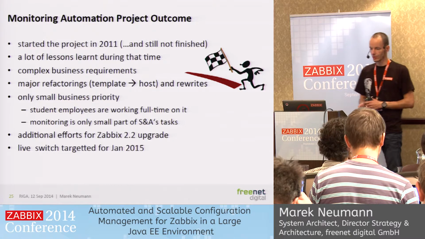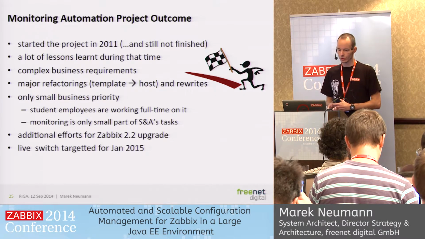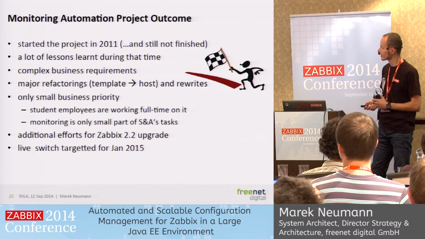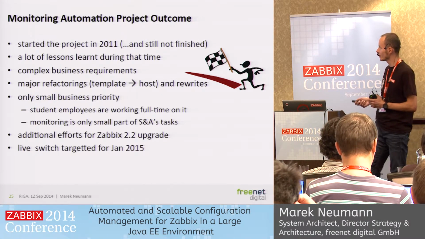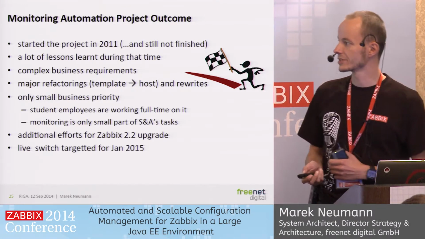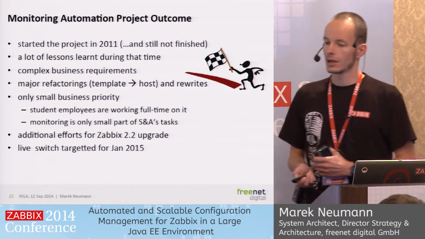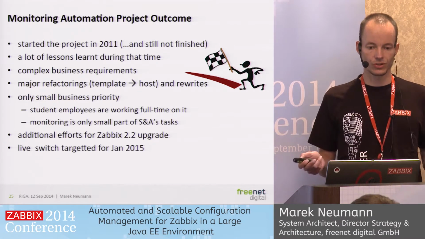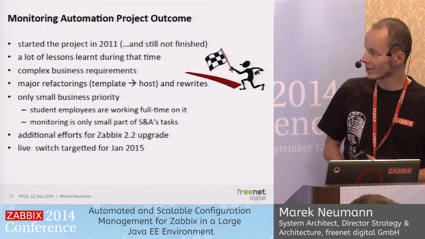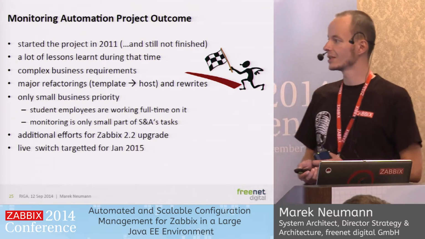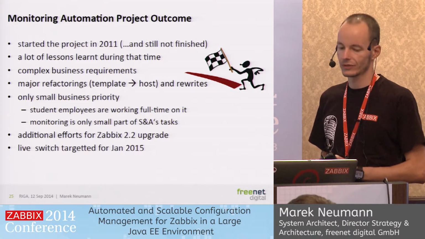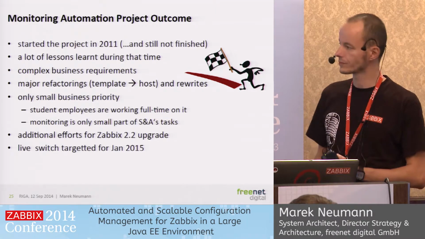Yeah, what is the outcome of our monitoring automation project? We have started the project in 2011, and it's still not finished. We have learned a lot in that time, maybe due to the complex business requirements. The next problem is that the project does not have much business priority, so there are only students working on it, and hopefully we will switch live in 2015.